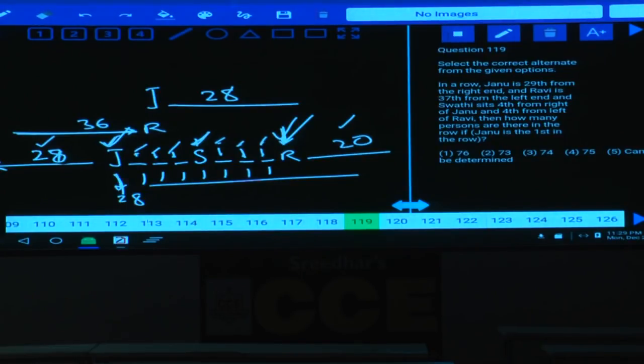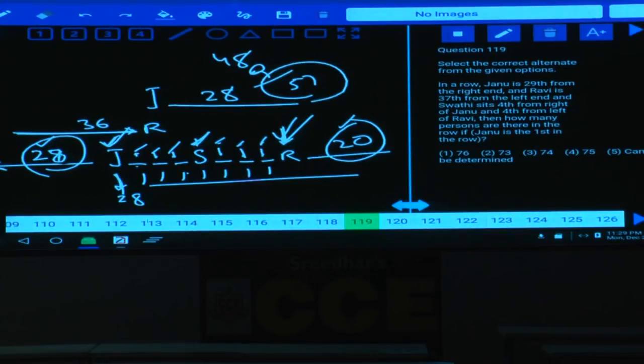And Swati sits 4th to the right of Janu and 4th to the left of Ravi. Then how many persons are there in the row? Yes, tell me how many are there? 28 plus 20, 48, and to this 48, how many are there? 3 plus 3, 6 plus 3, 9. And 48 plus 9 is so much. There must be 57 persons in this row. Is there any choice like 57? That's also not there. Clear now? And the exact answer is 57.